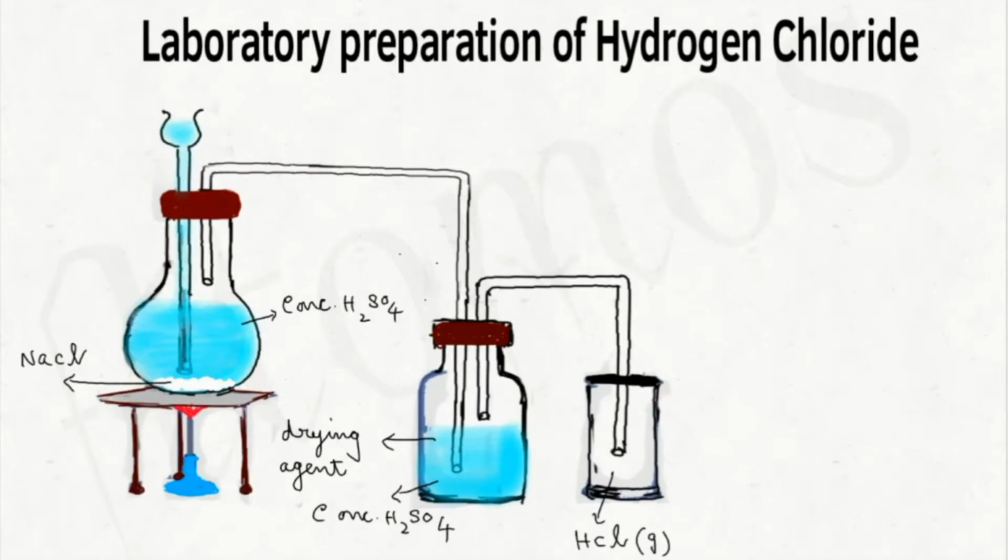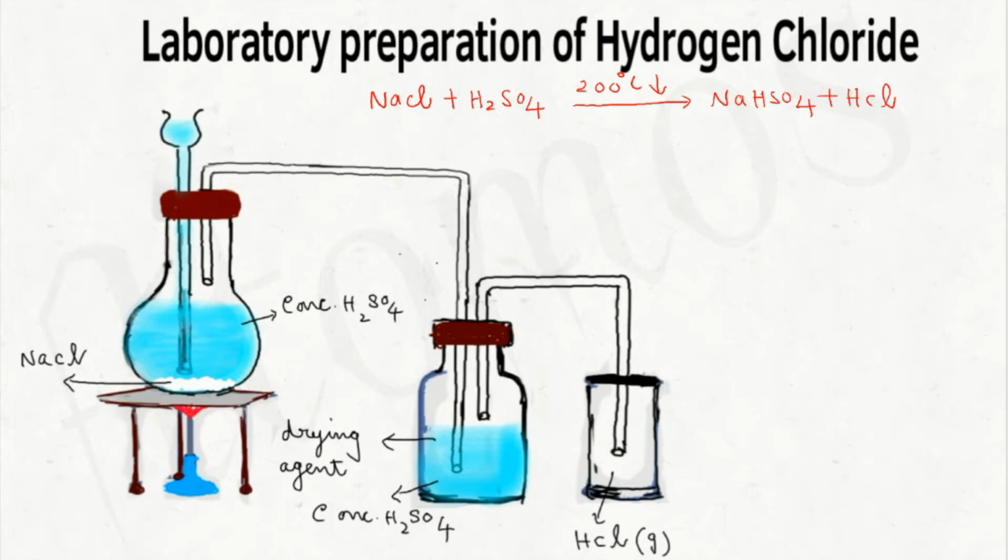See this picture. Can you tell me how you can prepare hydrogen chloride gas? We have learned that already. We will take a little bit of sodium chloride, and to that we will add concentrated sulfuric acid. We will heat the mixture to a temperature below 200 degrees Celsius. You will get sodium bisulfate, and along with that, hydrogen chloride gas will also be formed. Instead of passing this hydrogen chloride gas through a drying agent, we will pass it directly through water. So you will get hydrochloric acid.